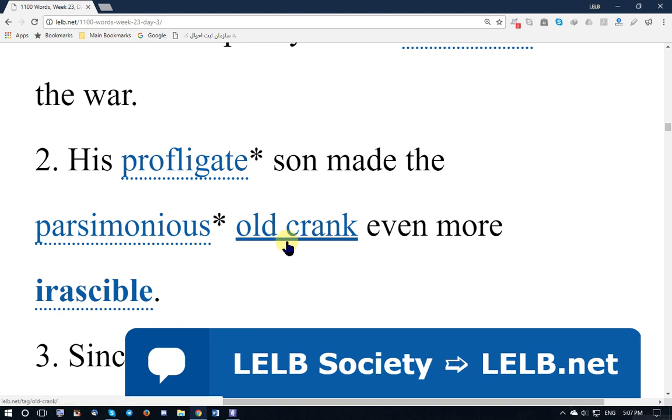And who is a crank? A crank is a person who acts weird or behaves in a strange and usually unaccepted way, because of, for example, old age. And the adjective is cranky.